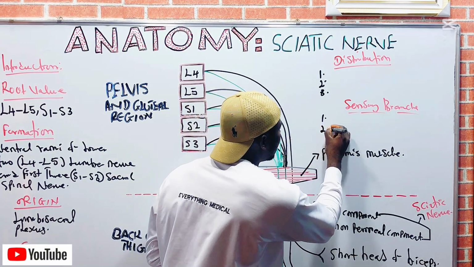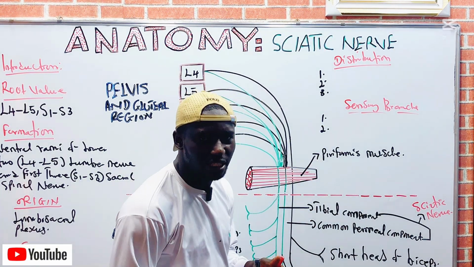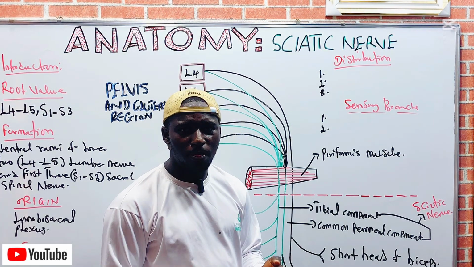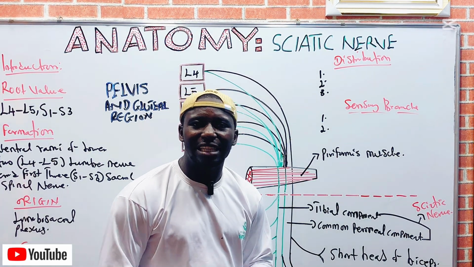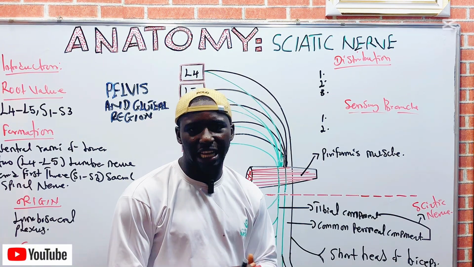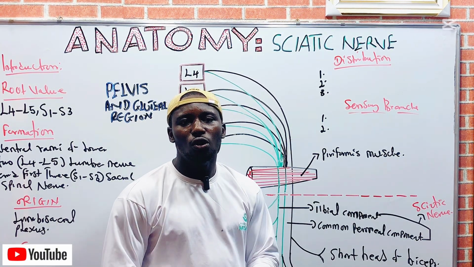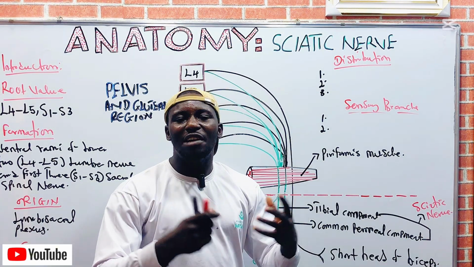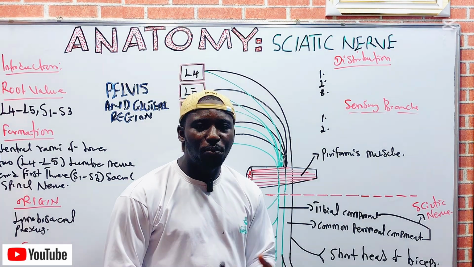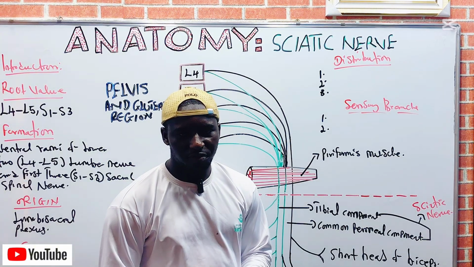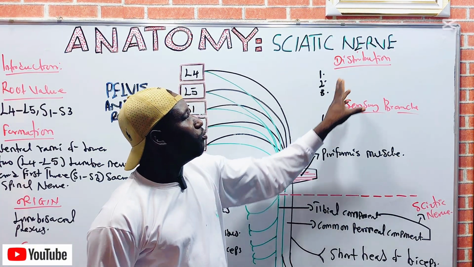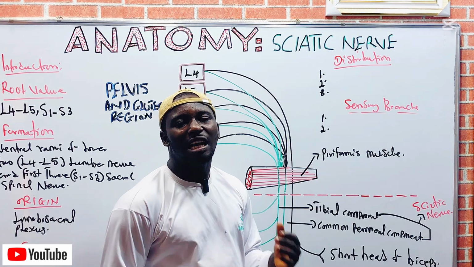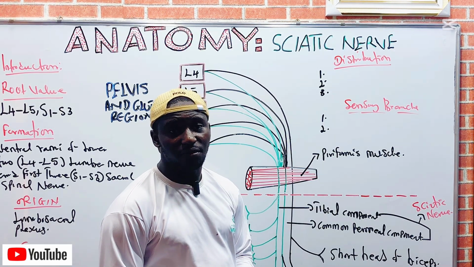Now, the number two sensory branch is from the common peroneal nerve. What does it do? It innervates the skin at the anterolateral and the lateral side of the leg, the whole dorsum of the foot, except some area which is being innervated by the deep peroneal nerve. Get? So those are the motor and sensory distribution of the sciatic nerve on how it innervates those structures of the leg and the foot.